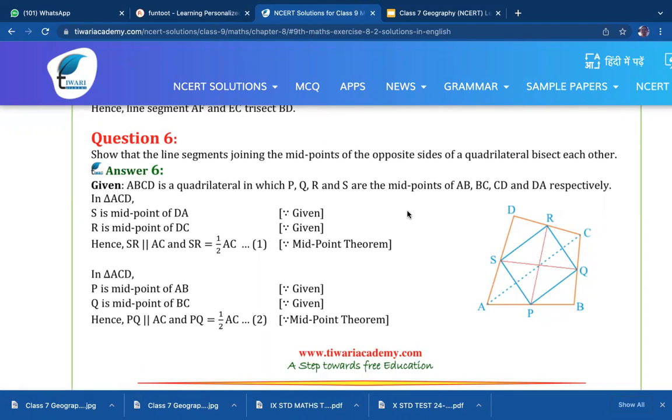Let me proceed with the question. Question number 6. Show that the line segments joining the midpoints of the opposite sides of a quadrilateral bisect each other.